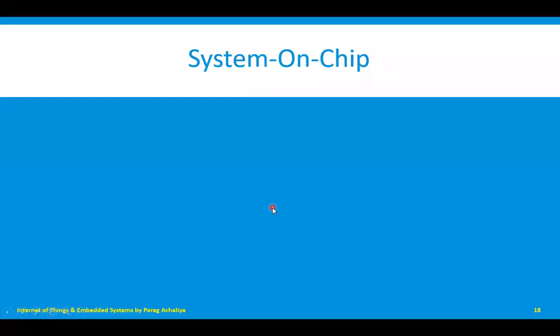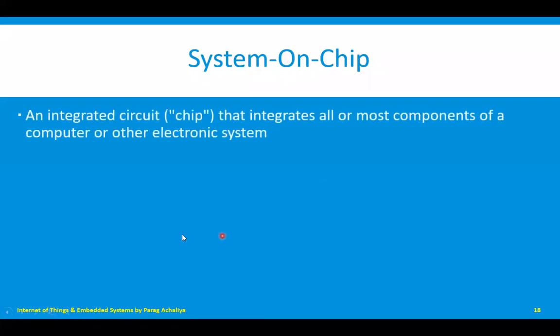Then next is your system on chip. It is an integrated circuit, which is known as a chip, that integrates all or most of the components of a computer system or other electronic system. The name itself suggests that it is one kind of chip that will have a system built on a particular chip. So the name is system on chip. That means the chip will have some kind of system over it.